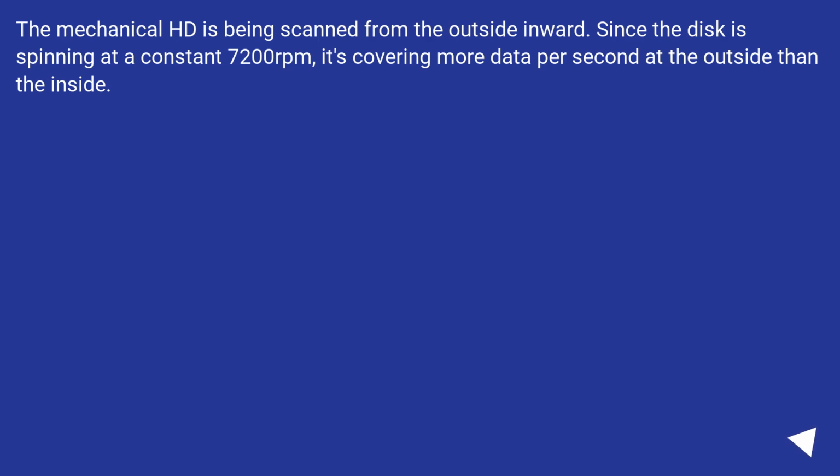The mechanical HD is being scanned from the outside inward. Since the disk is spinning at a constant 7,200 revolutions per minute, it's covering more data per second at the outside than the inside.